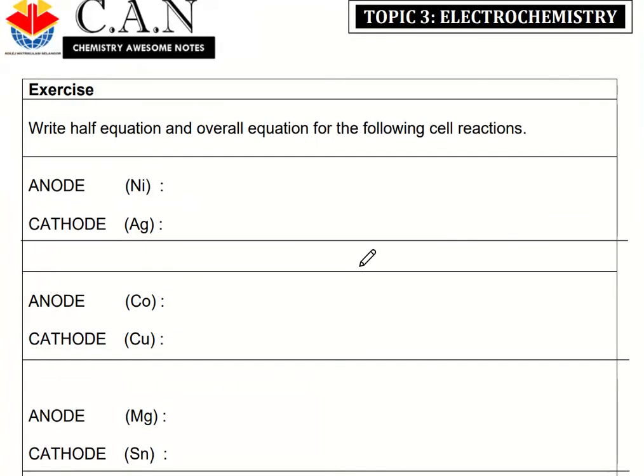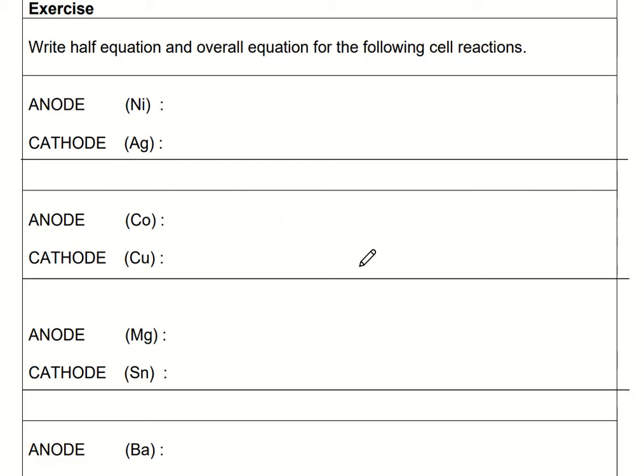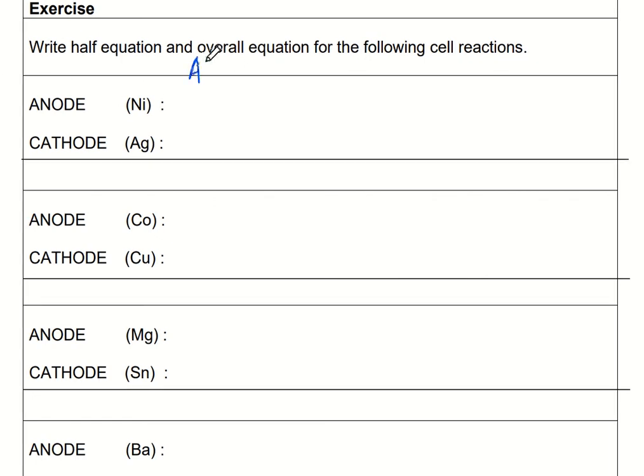Okay, so now I go for exercise. Write the half equation and overall equation for the following solution. For example, as you all know, you remember about the anode, AN OX: oxidation occurs at the anode, and at the cathode, always remember RED CAT: reduction occurs at the cathode.